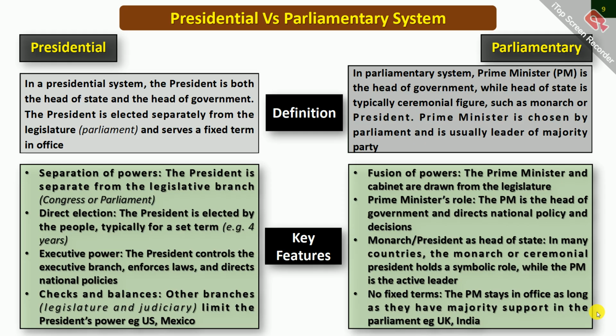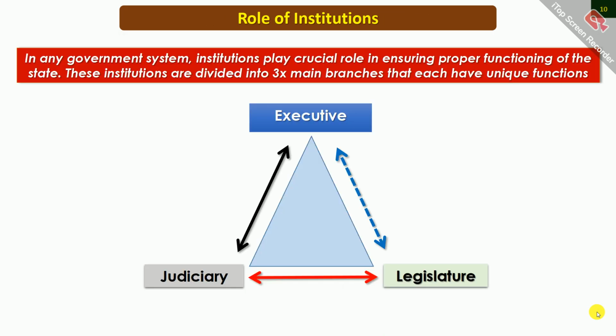President as head of state. In many countries, the monarch or ceremonial president holds a symbolic role while the PM is the active leader. No fixed terms. The PM stays in office as long as they have majority and support in the parliament, and this includes examples like UK, India and Pakistan.